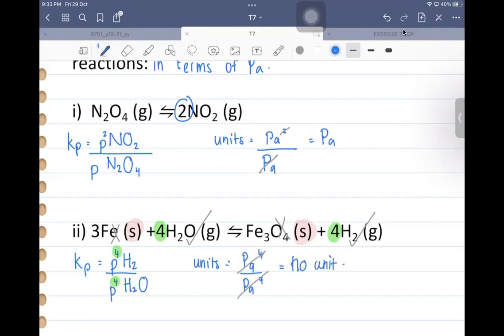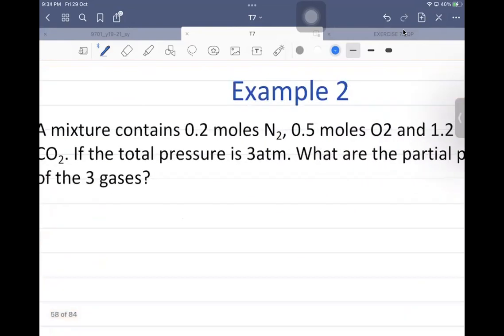All right. So there's nothing new there. All you have to do is just change the representation. When you are dealing with Kc, you use square brackets. When you are dealing with Kp, you use P.